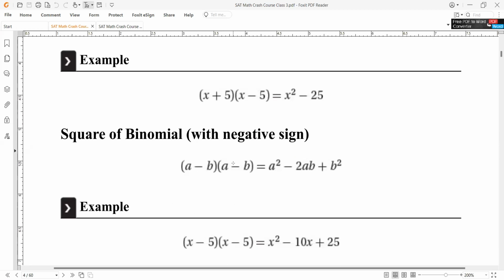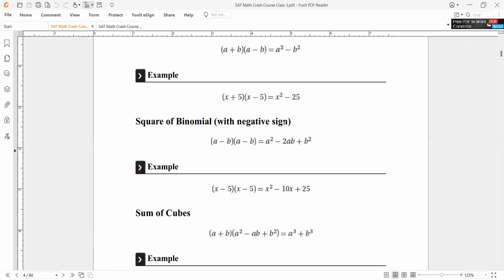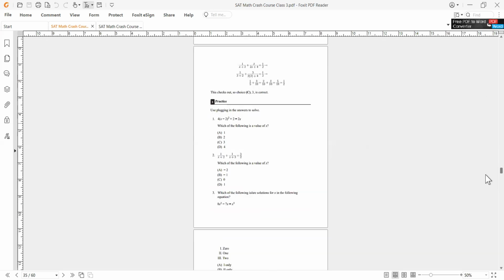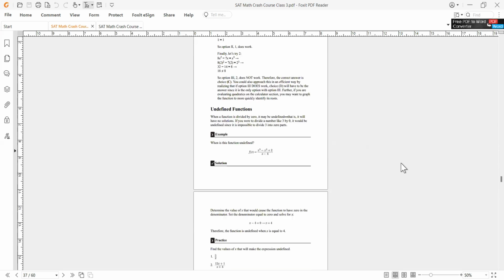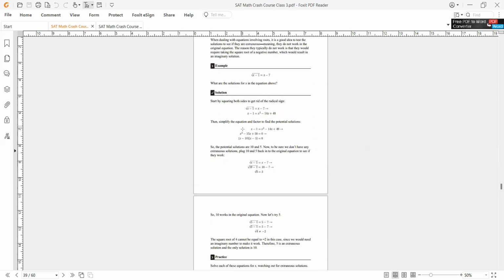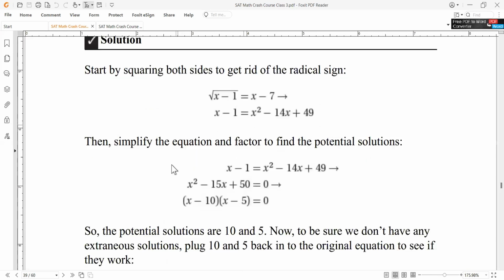This is basically a product expression, but actually, how can I make you understand? a minus b whole square. This is a and this is b. After doing a minus b whole square, you're getting this. Are you understanding me? Okay, all right.